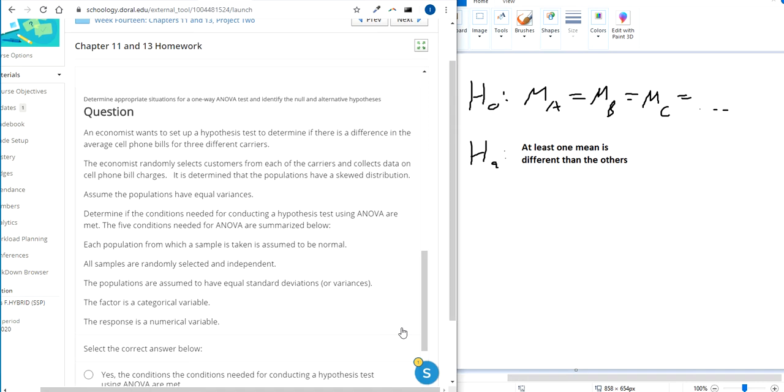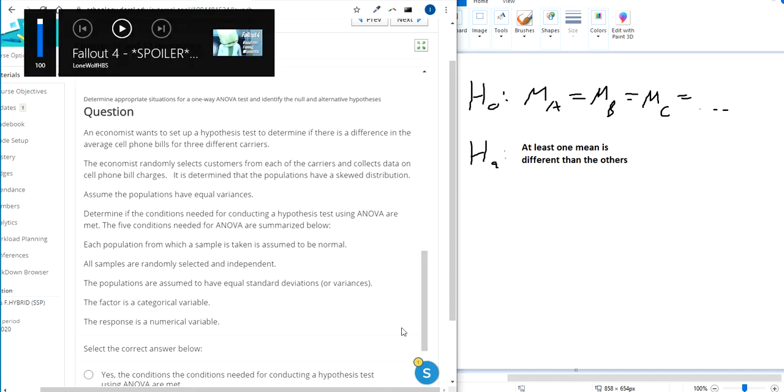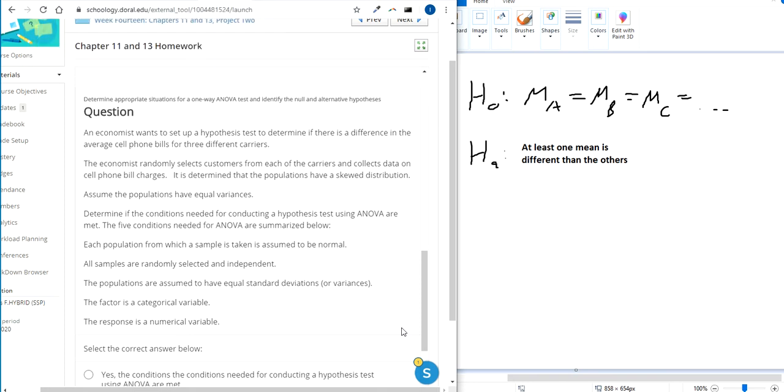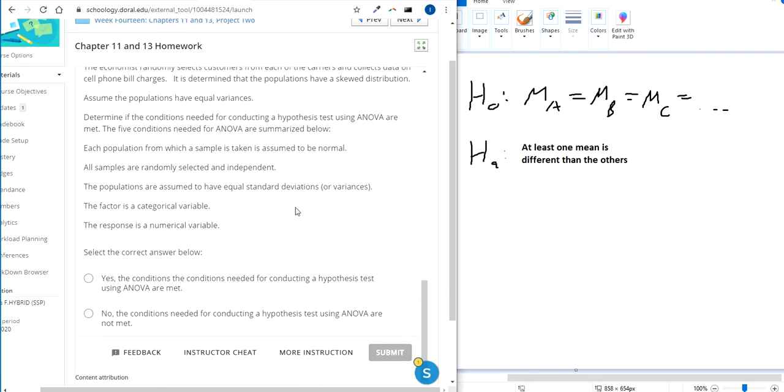Okay, so basically, having everything be random is something that we want. Assuming the populations have equal variances, that's something that we assume with ANOVA. There are other tests where the variances are unequal, but with ANOVA, we assume that populations have equal variances. We need to determine if the conditions needed for conducting a hypothesis test in ANOVA are met. They even summarize the conditions for you below, so I guess I could have just pointed these out instead of saying all of them. Okay, so let's go through each of them.